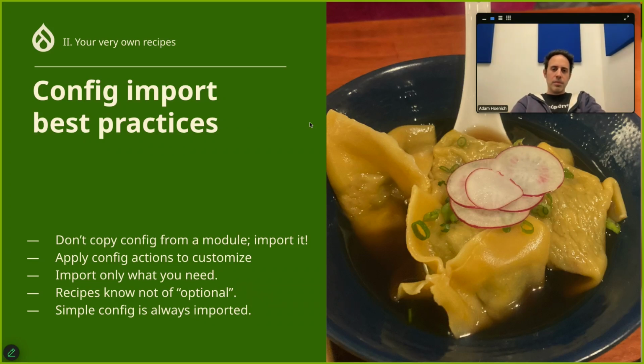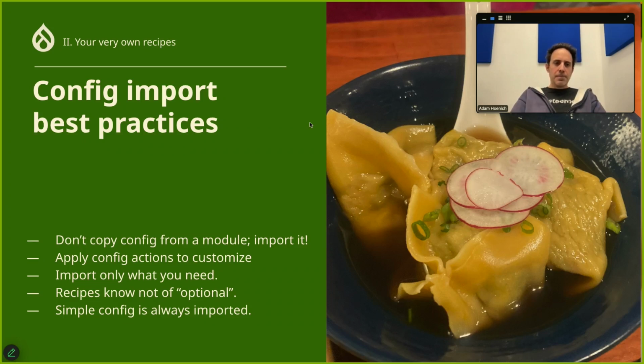And then simple configuration files are always imported. You don't need to define anything like that in your recipe. The difference between simple config files and configuration entities is the number of dots, as I like to put it. metatag.settings is a simple config file. That is always going to get imported because the module needs it. But metatag.default.homepage or front, that's a configuration entity, and metatag doesn't need that to work. So it's up to you to decide.